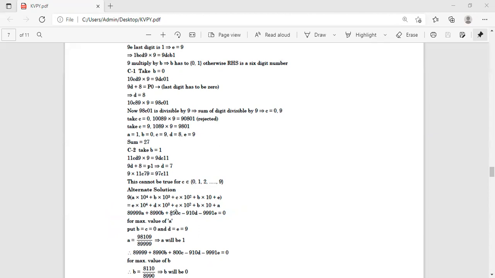So after getting here, if you want to find maximum value of A, A is maximum. So B and C, whatever is positive should be 0, whatever is negative should be highest for A to be maximum. So put B and C as 0, D, E as 9. So A you will get like this. So this is maximum A. So integral value, A will be 1 only. Maximum value is 1 only.